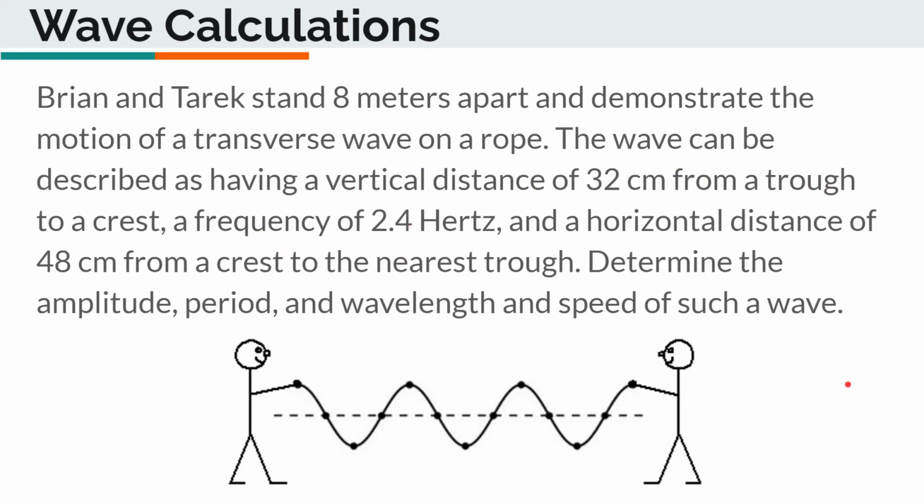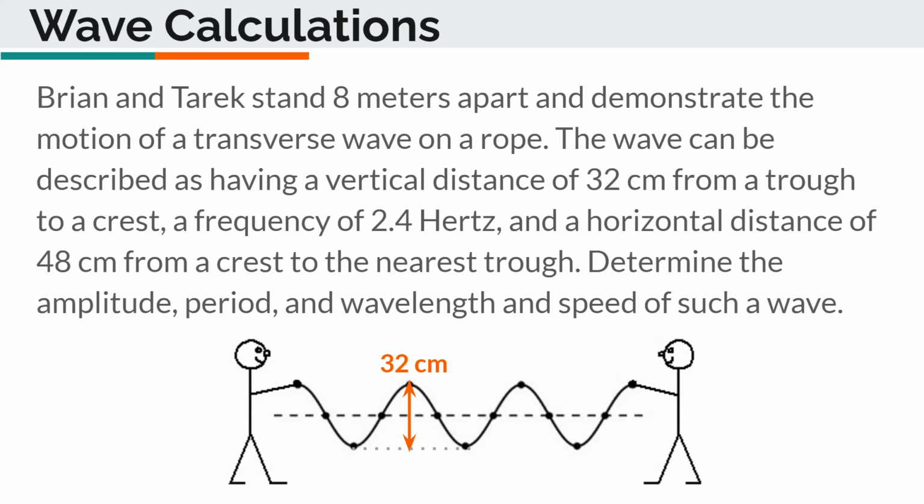All right, let's try an example calculation. Again, this would be something you could write down in your notes if you want to have an example to look back at. This is slide 33. It says, Brian and Tarek stand 8 meters apart and demonstrate the motion of a transverse wave on a rope. The wave can be described as having a vertical distance of 32 centimeters from a trough to a crest. I went ahead and labeled that in my picture.